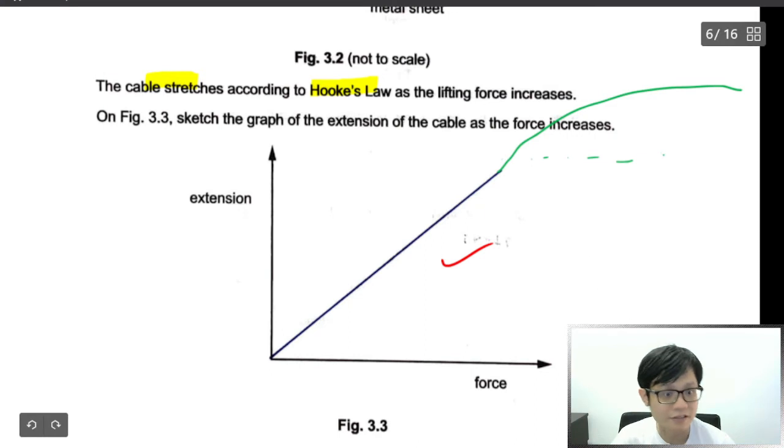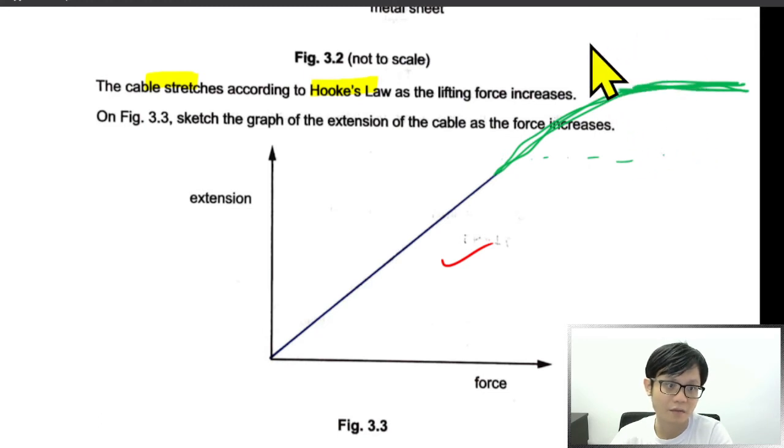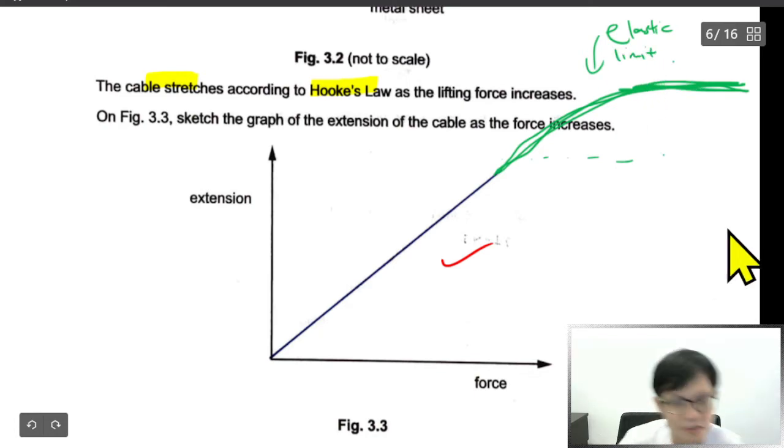So this question didn't ask, but if the question asks you to draw what happens after the elastic limit, you need to draw something like this. Okay, it's a curve, and then this is a straight line. I don't have a ruler, but this is something like a straight line. Because it's already past the elastic limit, we just put here: elastic limit. But the question didn't ask.